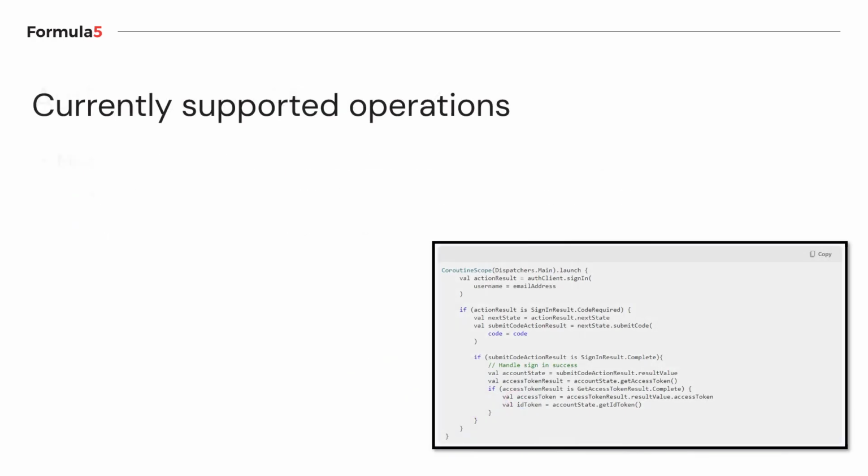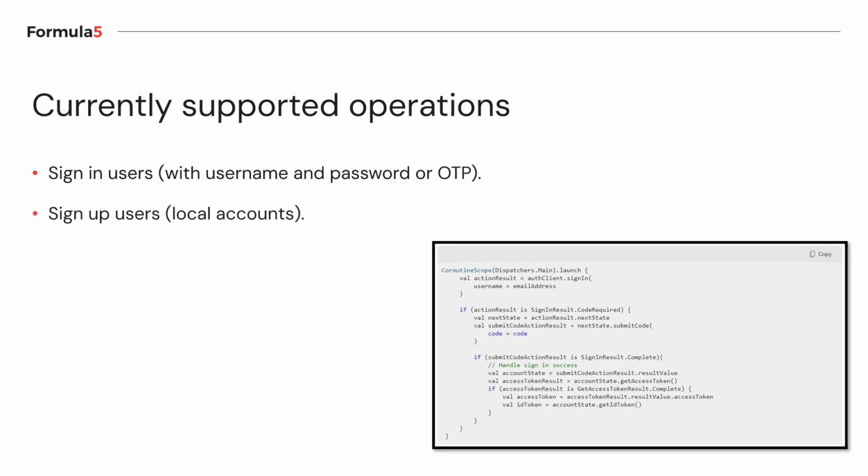So let's talk about some currently supported operations with the native authentication API. We can sign in users with both username and password or username and OTP. We can sign up users, only local accounts for now at the moment of recording this video. We can sign out users, and self-service password reset is also possible, so we can reset users' passwords directly from the application.